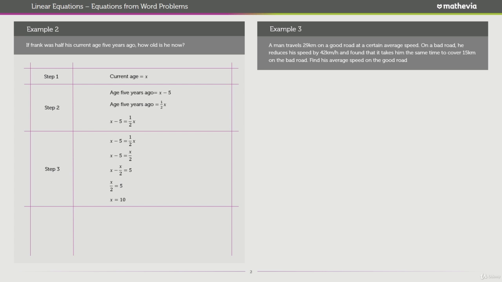Okay, so we have this man traveling on two roads apparently, and he traveled on a good road, on a smooth road, at a certain speed. Then he moved over to a bad road and obviously had to cut down his speed, and he reduced his speed by 42 kilometers and found that it took him the same time to cover 15 kilometers. So it took him the same time to cover a smaller distance on the bad road because he obviously reduced the speed. So we've been asked to find the average speed on the good road. Now how do we approach this?